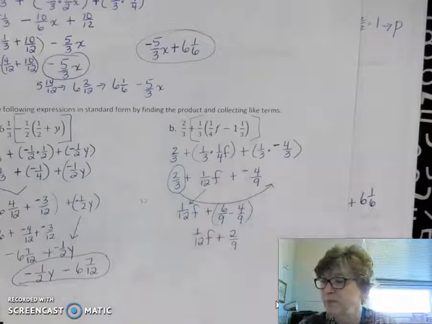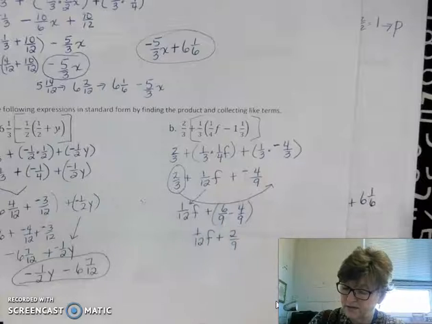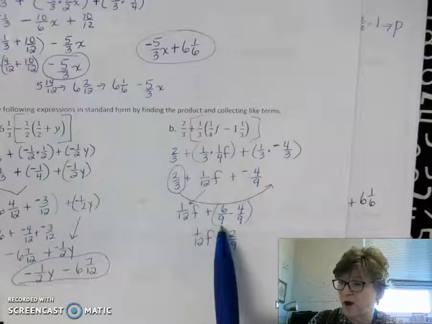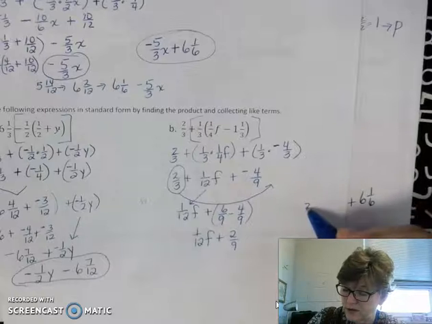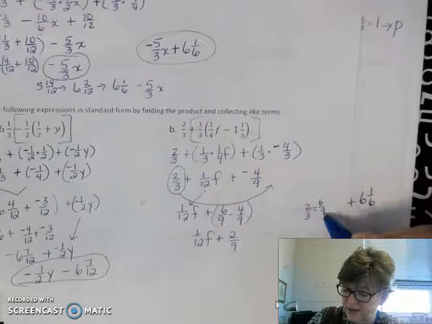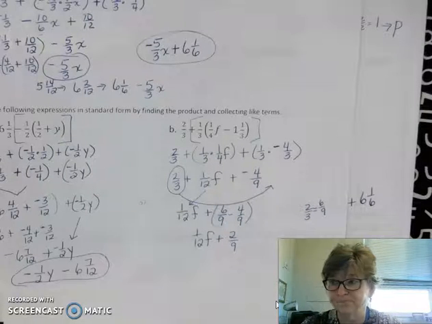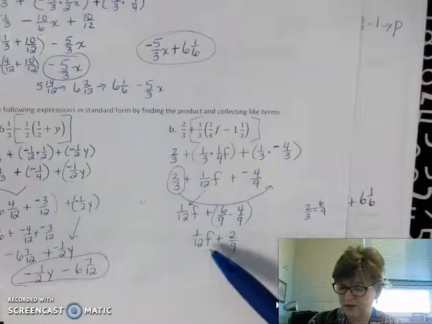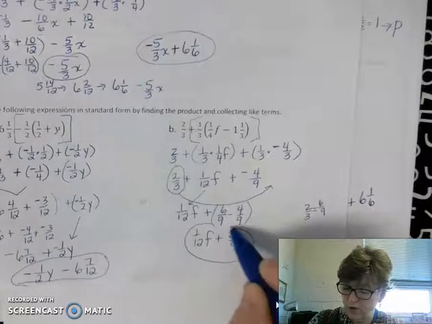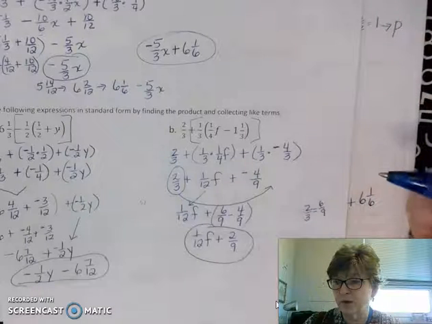has been brought down, plus 2/3 and negative 4/9 are now with common denominators, because 2/3 is equal to 6/9. And we have done that subtraction. So your final result is 1/12 f plus 2/9.